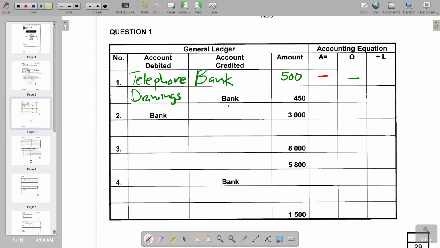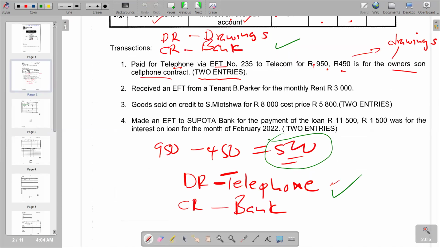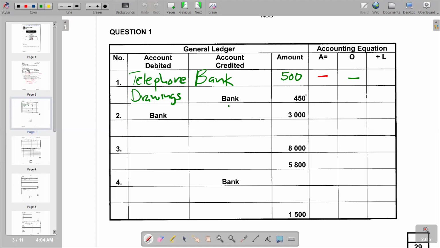So the amount consent, remember, our drawings are referring to our 450. So we come back and we try to see what is the effect on the accounting equation. But we start with our drawings. Remember, drawings reduce owner's equity, so obviously it's going to be a minus. And the bank is an asset. So we said when they're crediting an asset, it's a minus again on assets, so we put a minus. So that's how we're going to adjust that one.